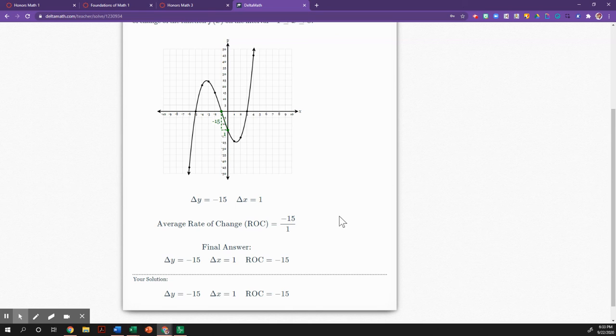Remember, if you remember everything we did yesterday, we were concentrating on slope and different ways that we can calculate slope, which is the average rate of change. Good luck, you guys.